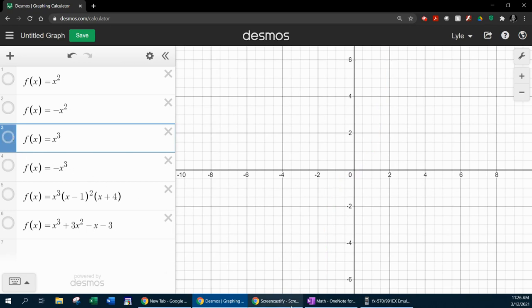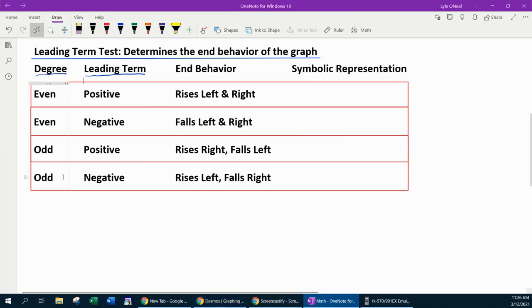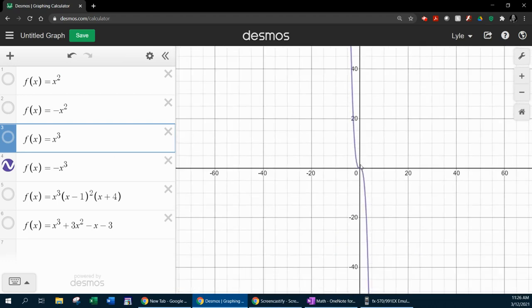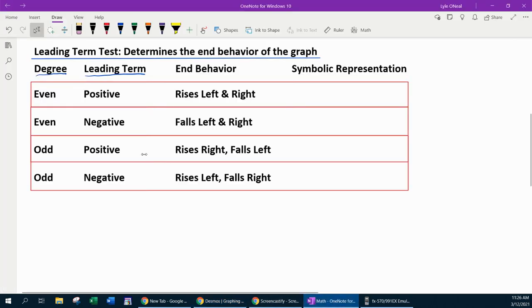And last but not least, we have an odd degree with a negative lead term, rises left, falls right. And so here we have an example of that. A negative lead term with an odd degree. And again, you can see as I scroll out, that it's going to rise to the left and fall to the right. So that's what you're going to have to know for this particular part of the lesson, is how to determine the end behavior of the graph.